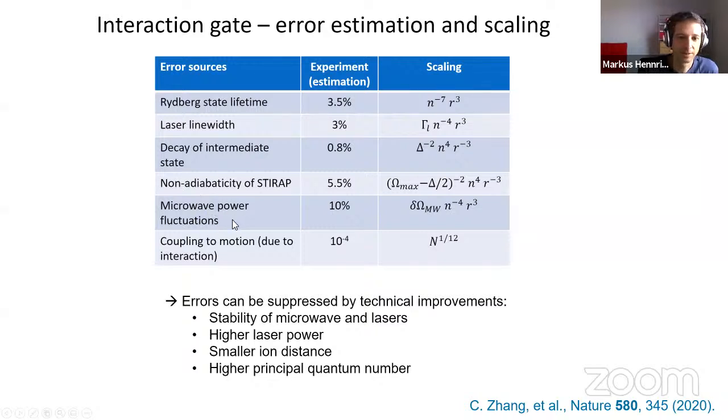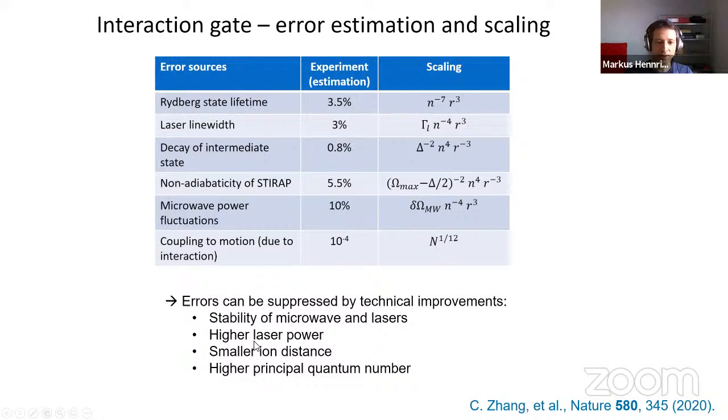Also, microwave power fluctuations: we have these dressed Rydberg levels, and they are split by the effective Rabi frequency of our microwave. Which means if the microwave power fluctuates, these energy levels will fluctuate in energy. And this is effectively decreasing the coherence of our excitation. And we certainly need to also get some additional power stabilization for the microwave.